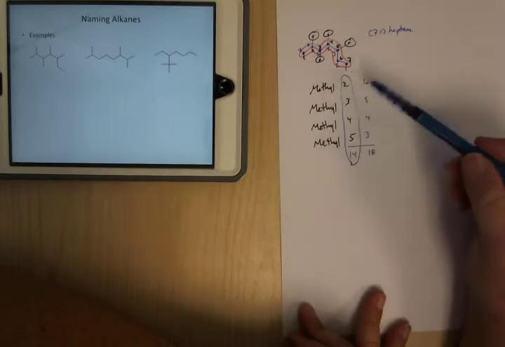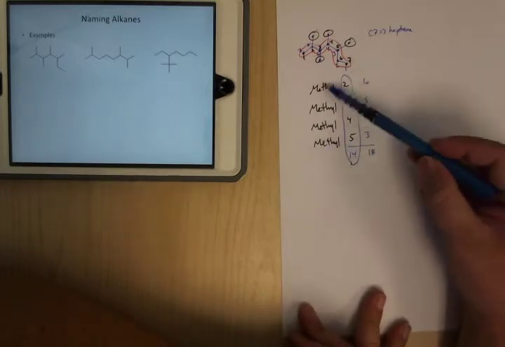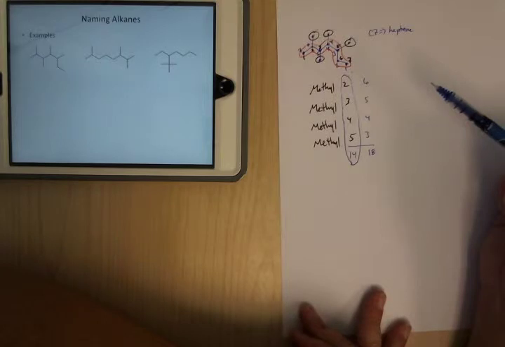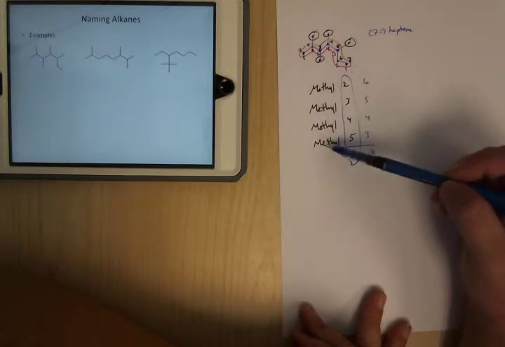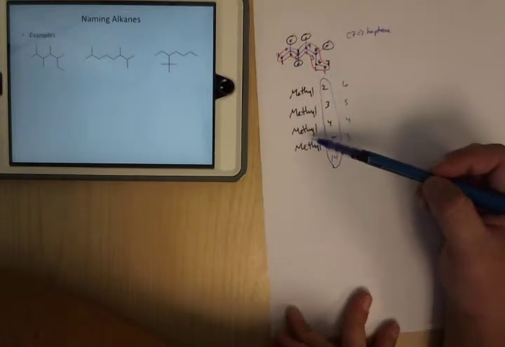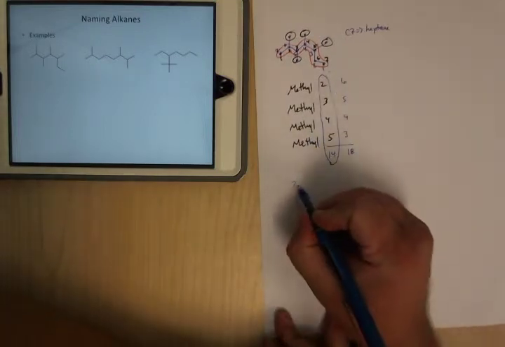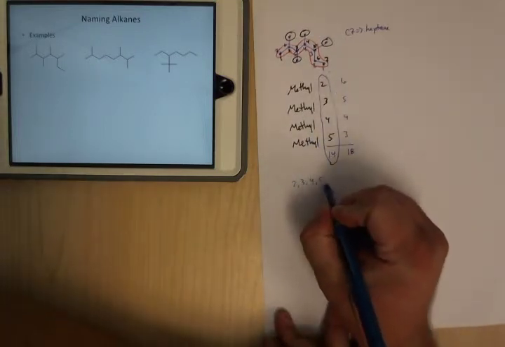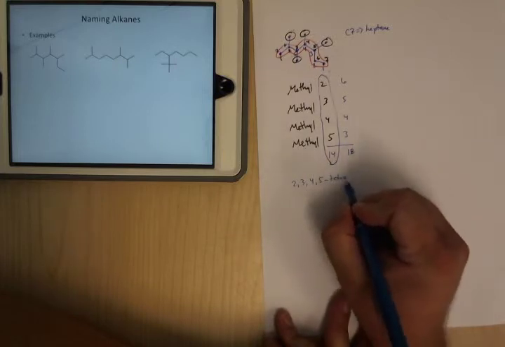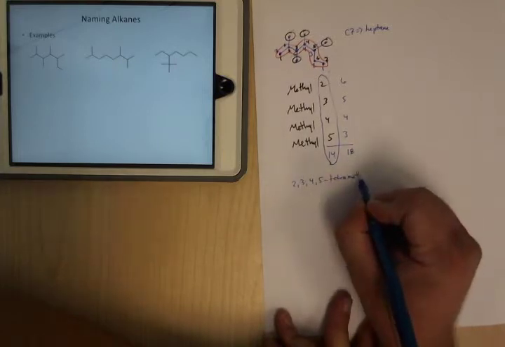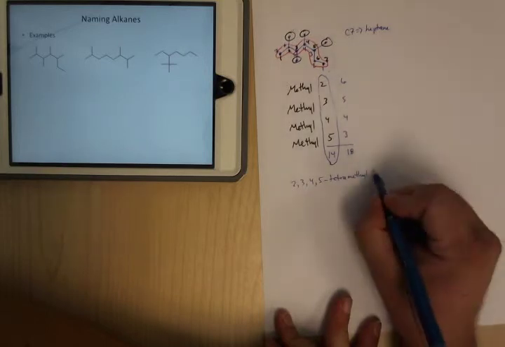So we have to put the side chains together. They're all methyl, so we don't have to worry about the alphabetical order. But we have 4 of them, so it'll be tetra. So it'll be tetramethyl. So it'd be 2, 3, 4, 5 tetra, because we have 4 of them, methyl heptane.